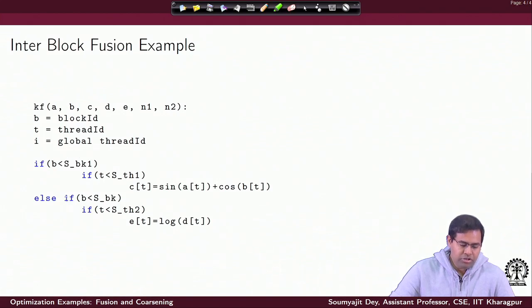Otherwise, we check whether the block ID is beyond SBK1 but inside SBK, then I know that this thread belongs to kernel 2. Again, we have the check whether the thread ID is less than STH2. In that case, we delegate the activity for this thread to kernel 2's activity.